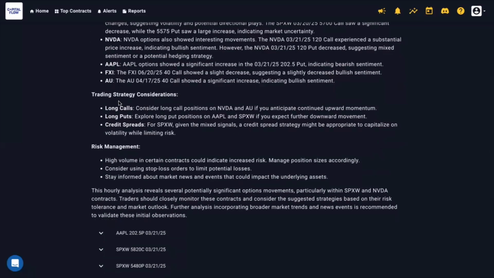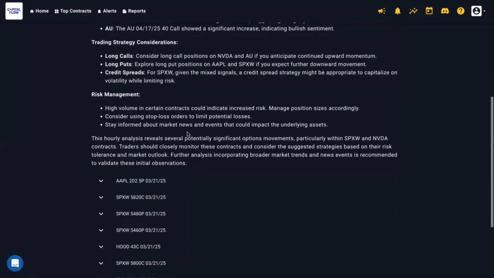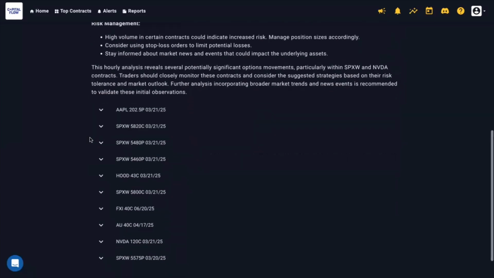And then again, it kind of gives you some trading strategy considerations, right? So calls for Nvidia and AU, and then it gives you puts for Apple and SPXW, right? And even has credit spreads. Again, shout out to those of y'all that trade those credit spreads. I know some of you guys enjoy that. It also gives you some risk management suggestions. Of course, we always want to make sure that we're managing risk, right?